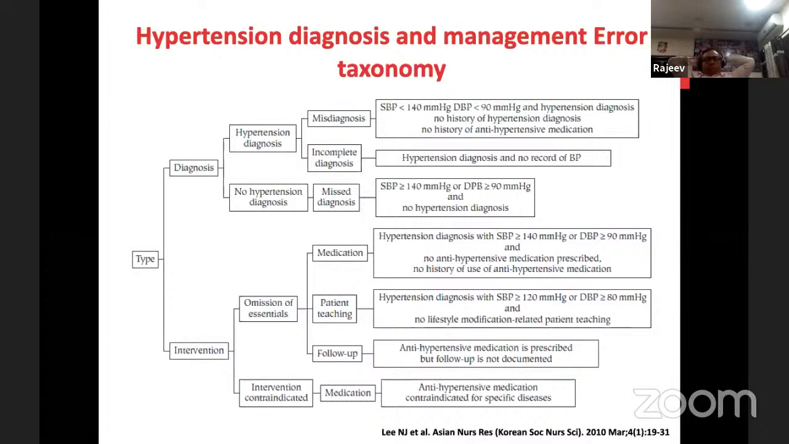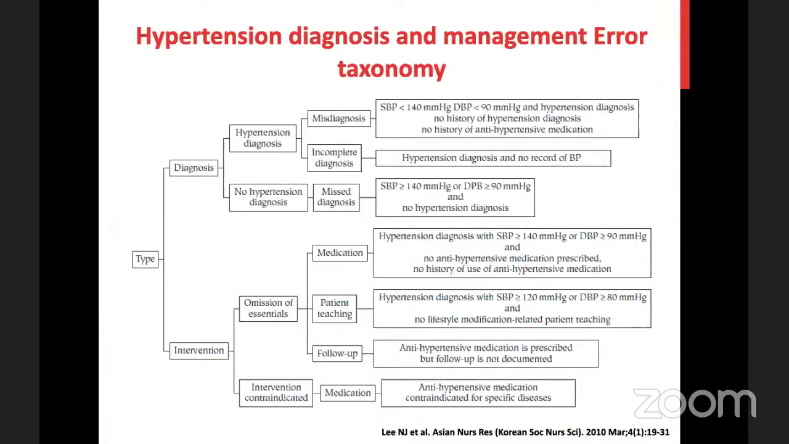So next is the intervention part, the treatment part. Omission of essential medications: hypertension diagnosis with BP more than 140 by 90, and no antihypertensive medicines prescribed. No history of use of antihypertensive medicine. Next is patient teaching: hypertension diagnosis of more than 120 by 80, and no lifestyle modification related patient teaching. So it is important that between 120 by 80 and 140 by 90, we should emphasize lifestyle modification based on the SPRINT trial.